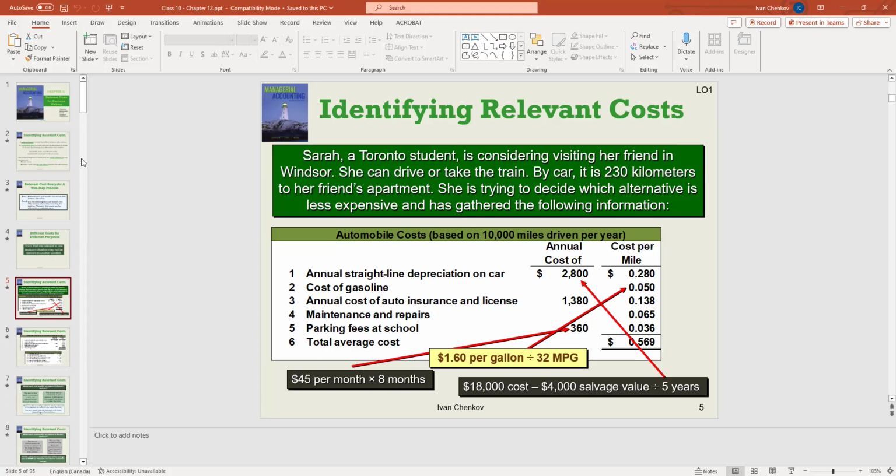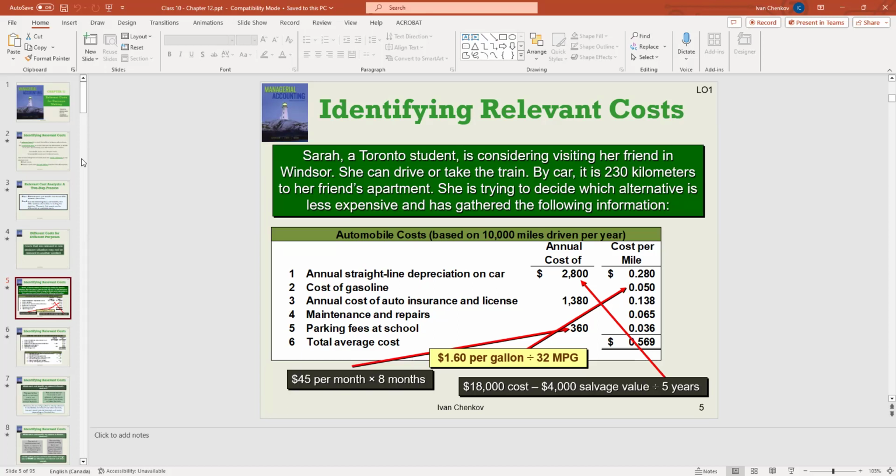The person prepared some information for us. And the first thing on the list is annual amortization or depreciation of the car. Now the question is, is this cost relevant for our decision? Can we avoid this cost if we go with the train? What do you think? Can I stop depreciation of the car if I decide to go with the train to visit my friend? I don't think so, because it's calculated annually, right? And it's also based on historical cost, which we already said is a sunk cost. So is the annual depreciation of the car relevant for our decision? No.